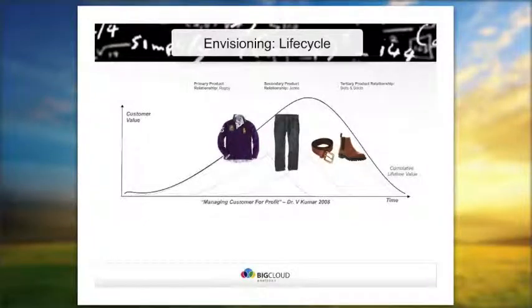A couple of examples here from an envisioning phase, and this is work with a high fashion retailer. In this particular framework, this is one of the ones that we like to start with. On the y-axis, you have customer value, and on the x-axis, you have the length of the relationship. And this is derived from actually using analytics to comb through the longitudinal point-of-sale transaction data.